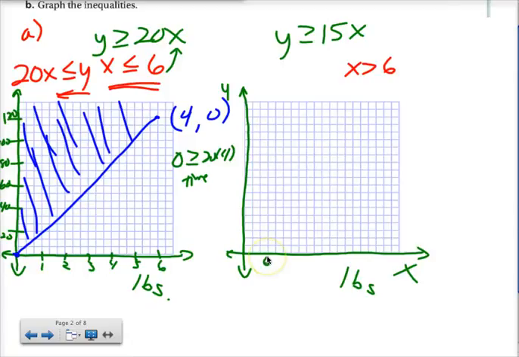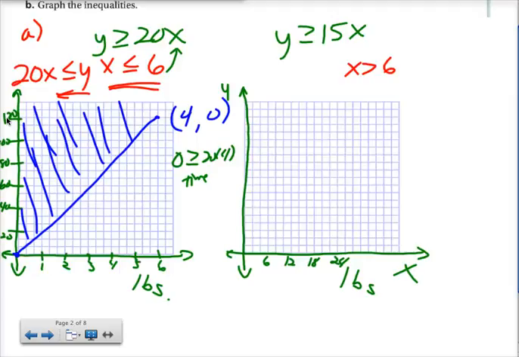So why don't I go something along these lines? 2, 4, 6, 8, 10, 12, 14, 16, 18, 20. Boy, a 20-pound chicken, that'd be something. 22, 24. So, massive chickens there. And we want this to be greater than or equal to 15x. So again, I'll start by putting a 6 in there, and that'll be a 90-minute cooking time.